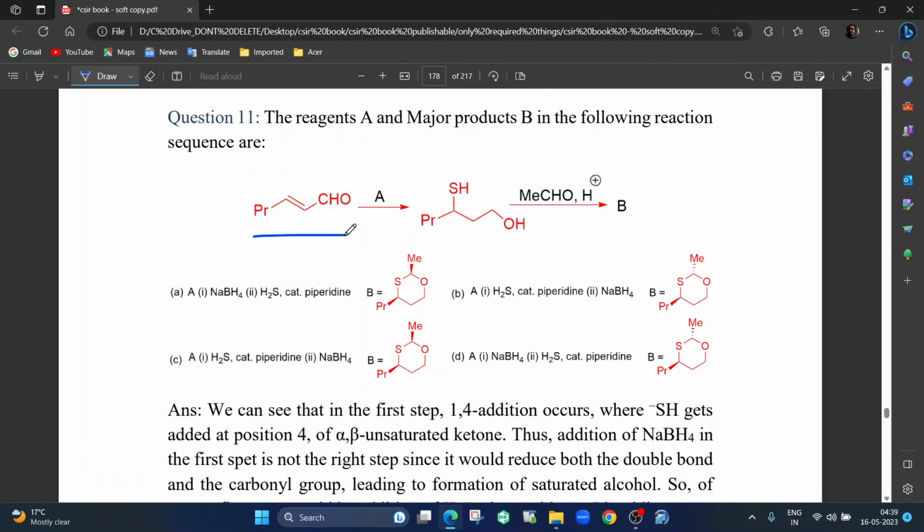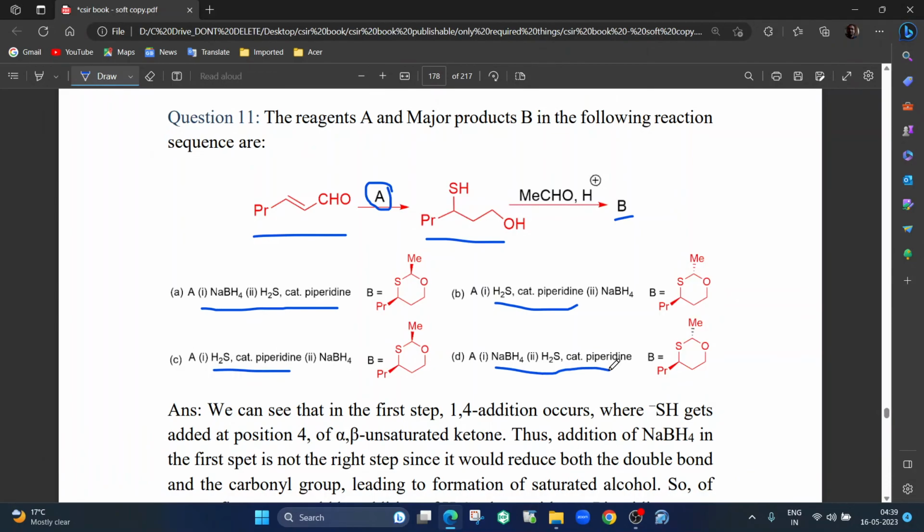They have given this aldehyde, which of course is an alpha beta unsaturated aldehyde. They're asking what is the reagent A, so that you get this product, and then you're reacting with CH3CHO, so it's acetaldehyde, in presence of acid, and they're asking what's product B. So for A, let us see the choices. The choices are NaBH4 followed by H2S and catalytic pyridine, and here it is H2S followed by catalytic pyridine. Here it is again H2S followed by catalytic pyridine, and NaBH4 followed by H2S and catalytic pyridine.